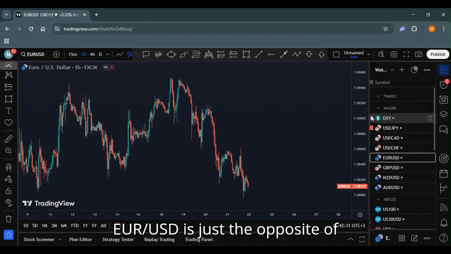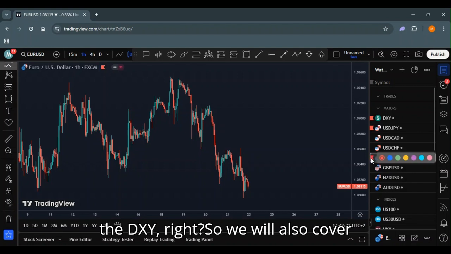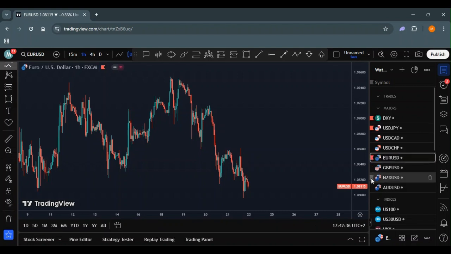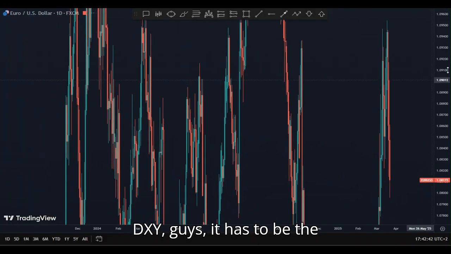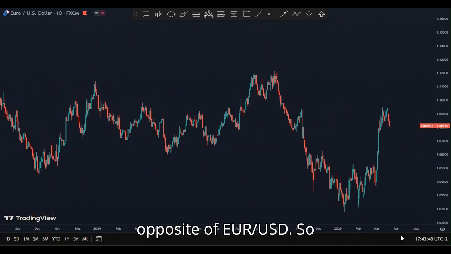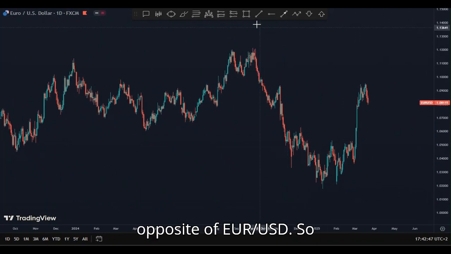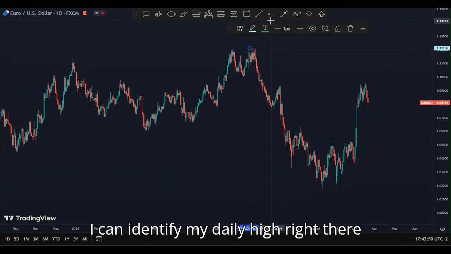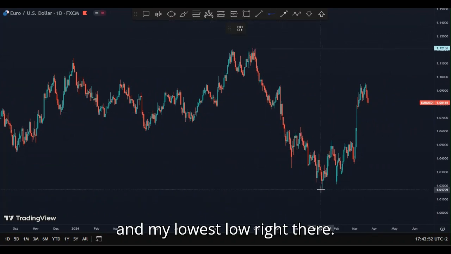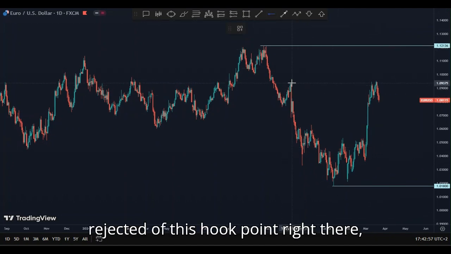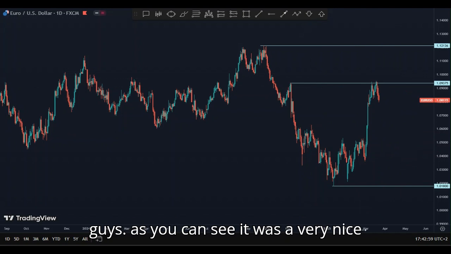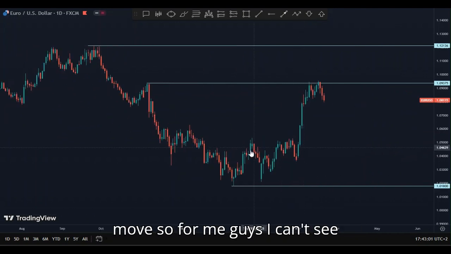Euro USD is just the opposite of the DXY. So we're gonna also cover the NZD. Everything that we saw on the DXY has to be the opposite on Euro USD. So I can identify my daily high right there and my lowest low right there. What I can see is that the market rejected off this hook point right there. As you can see, it was a very nice move. So from here, I can't see anything much.